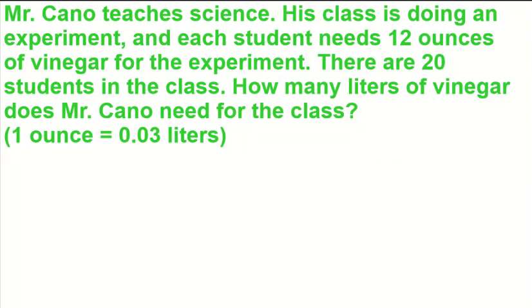All right, Mr. Kano teaches science. His class is doing an experiment. Each student needs 12 ounces of vinegar for the experiment. There are 20 students in the class. How many liters of vinegar does Mr. Kano need for his class? So we got 1 ounce equals 0.03 liters.